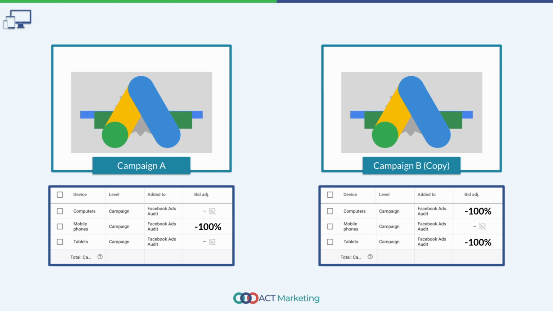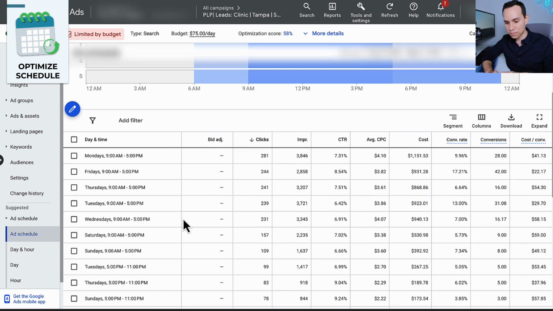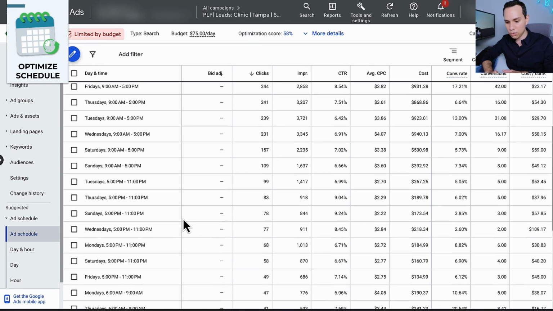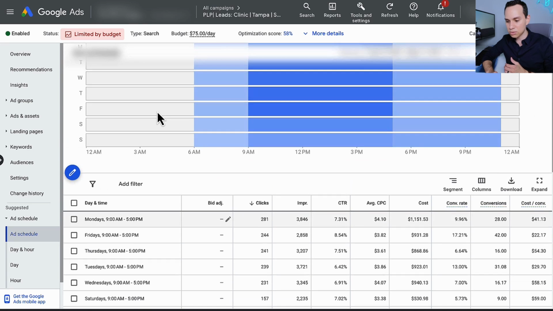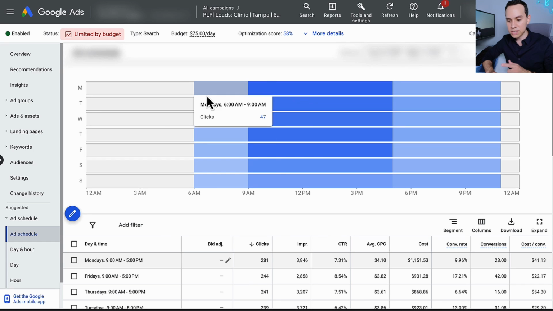So the final one is going to be your ad schedule. So here's an account from one of our clients where they only want their ads essentially running while their office is open. And so what you can do here is once you've set these up, and if you don't have them in your account, you can just hit this little schedule icon or the pencil to edit, and you can create different blocks throughout the day.